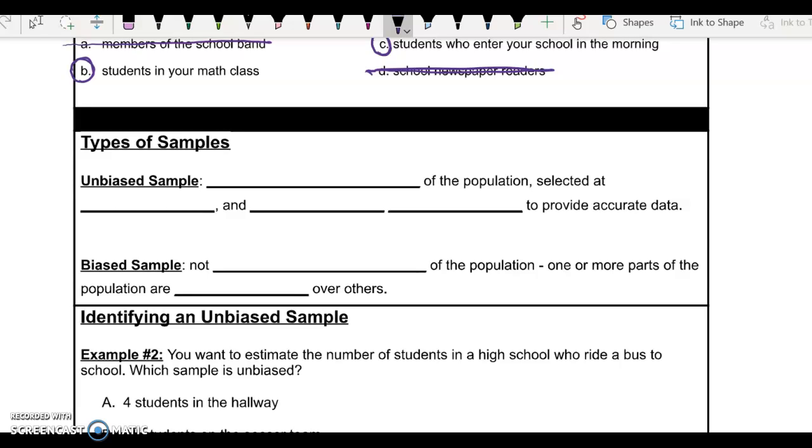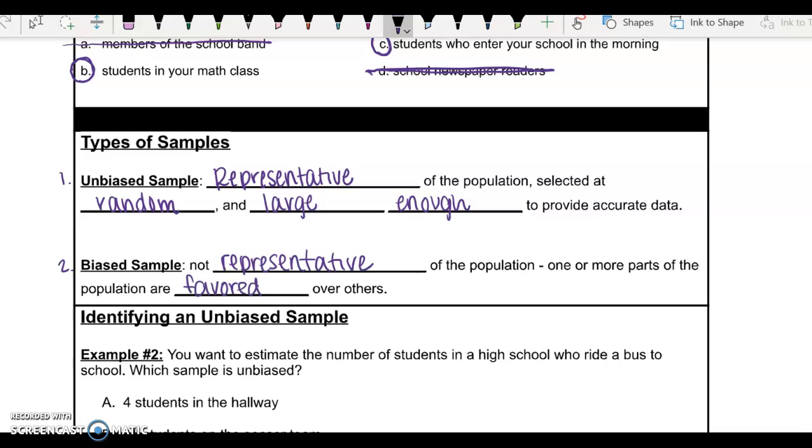Now we have types of samples. There are two types of samples: unbiased and biased. An unbiased sample is representative of the population, selected at random, and large enough to provide accurate data. A biased sample is not representative of the population. One or more parts of the population are favored over others.